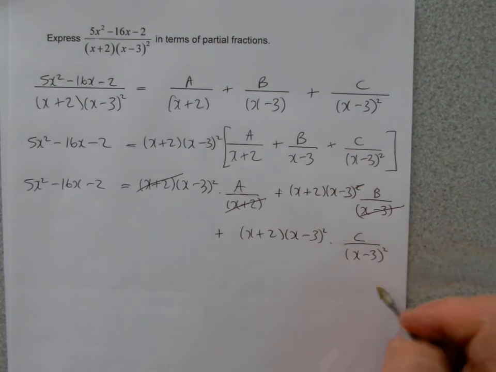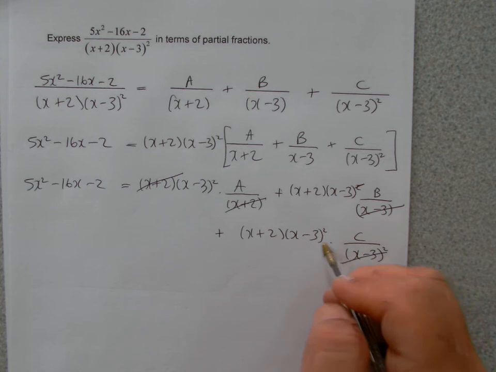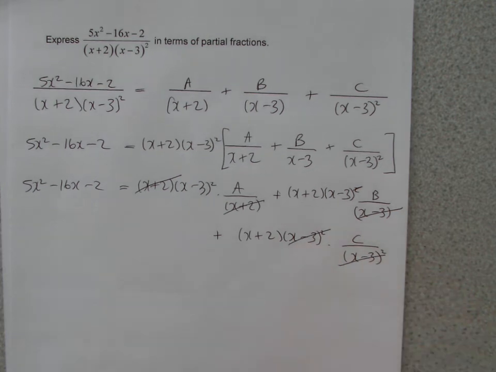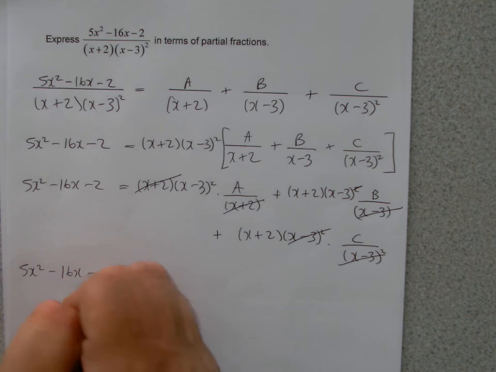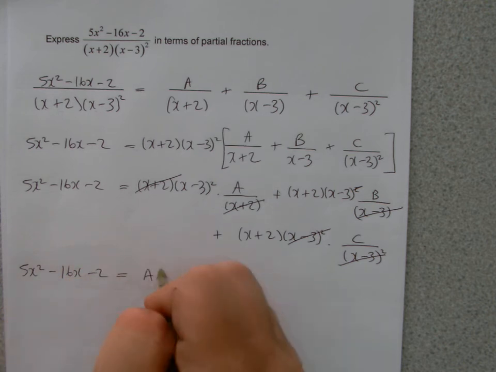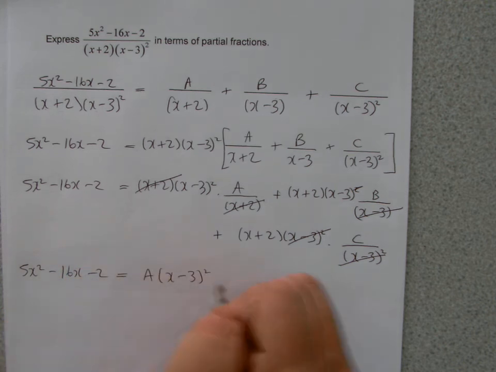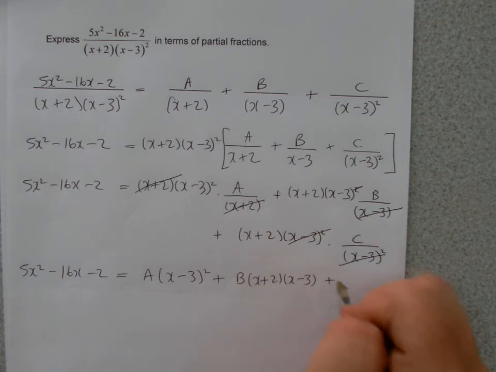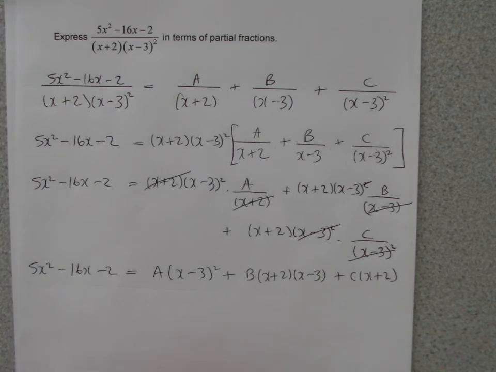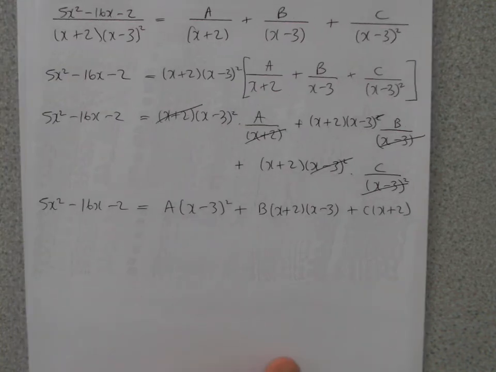What you'll find then is, actually the whole thing cancels, yeah? The (x - 3)² all cancel. So you end up with 5x² - 16x - 2 = a(x - 3)² + b(x + 2)(x - 3) + c(x + 2), just x + 2 at the end. Okay, so you might think that, oh, it's straightforward now, just like before. However, there's a slight twist here. You've got to be careful, right?